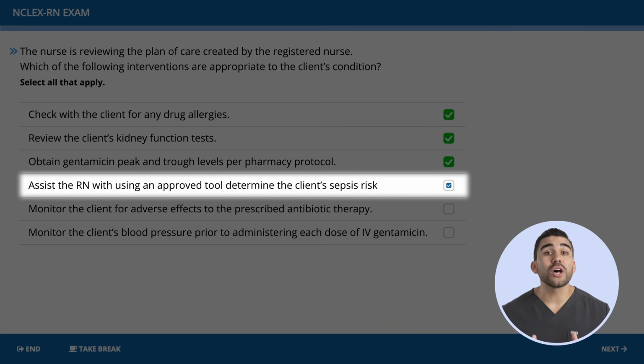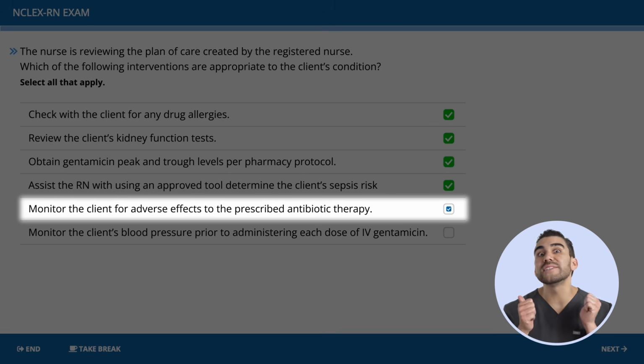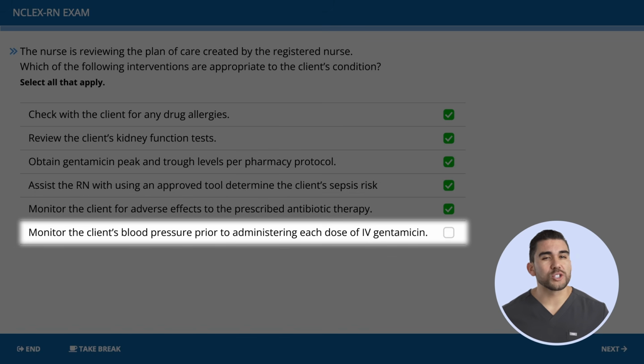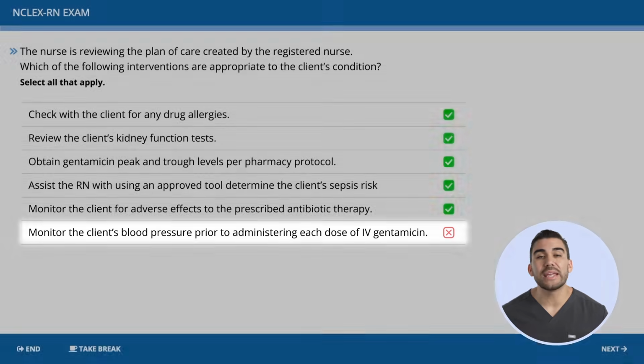The next option is also correct because it helps protect the client. Remember, screening tools can help identify levels of risk for sepsis. And the next option is also correct here. Monitor the client for adverse effects of prescribed antibiotic therapy. Huge safety concern, so always reassess your client after giving any medication. Now, the last option was a little bit tricky, but it's incorrect. And let me explain why. Gentamicin, the hardcore antibiotic, does not affect the blood pressure, so it would be incorrect.